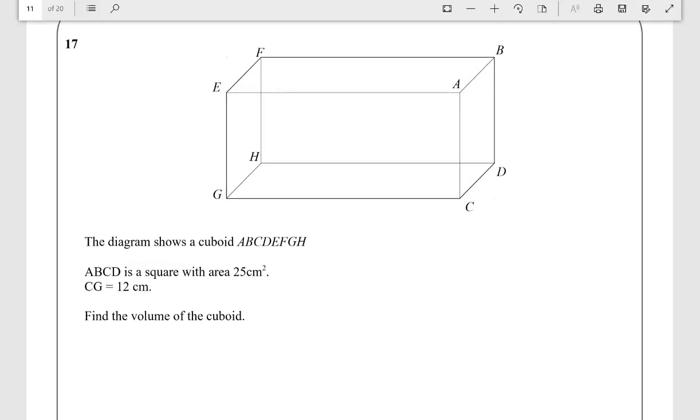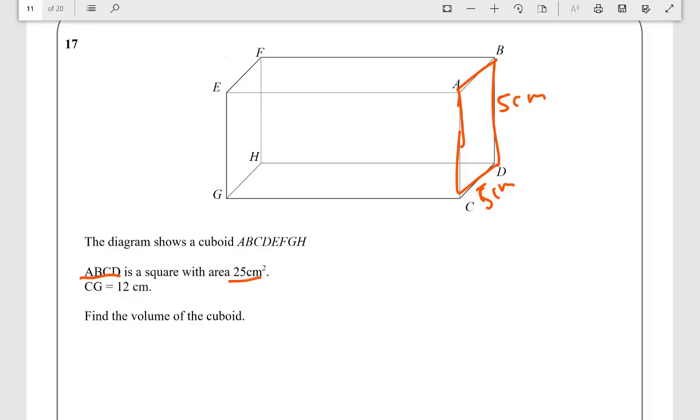Question number 17. The diagram shows a cuboid ABCDEFGH. ABCD is a square with an area of 25 centimeters squared. CG is 12 centimeters. Find the volume of the cuboid. Now we know that ABCD is a square. Because it's 25 centimeters squared, each side length is 5 centimeters, 5 by 5. We don't need to find that.